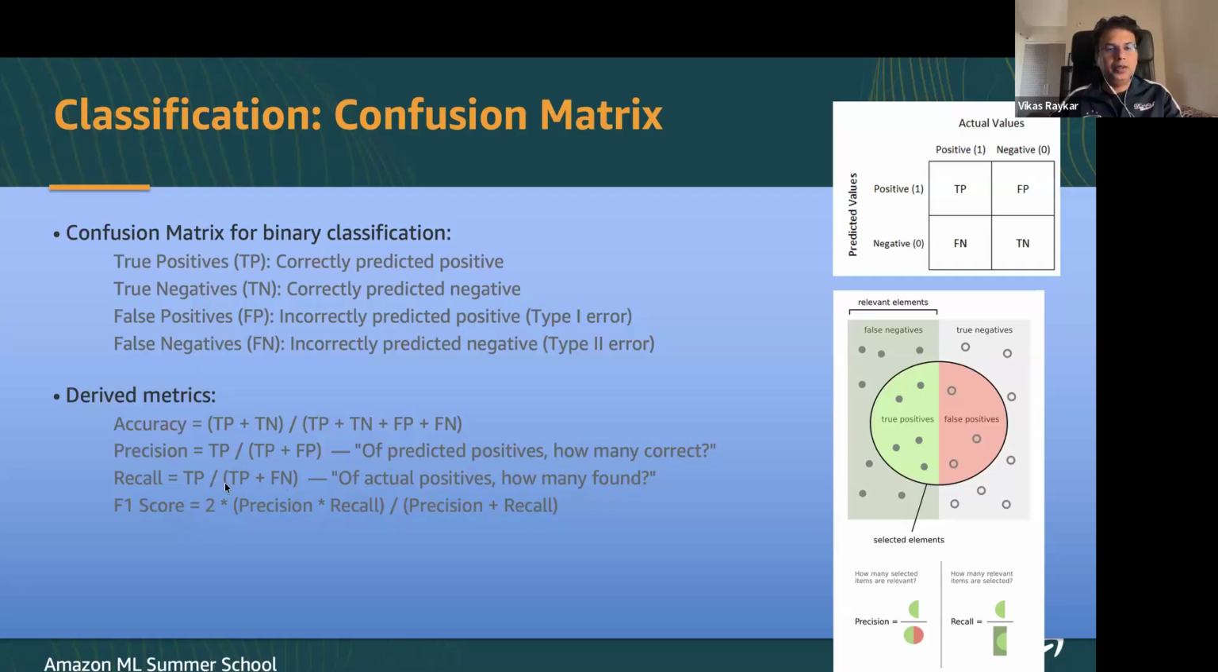So both precision and recall, if you look at it, the numerator is your true positives, how many of them are actually predicted, but the denominator differs. The denominator of precision is your predicted positives, whereas the denominator for recall is your actual positives. There's also one other metric which people use, which is the harmonic mean of precision and recall, also called the F1 score, which combines both of these: 2 into precision into recall divided by precision plus recall.